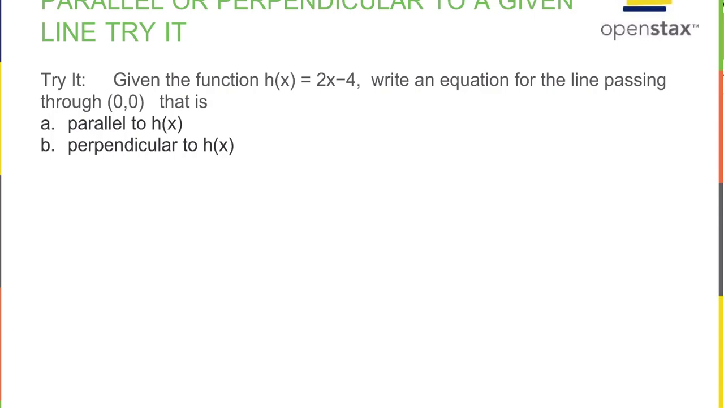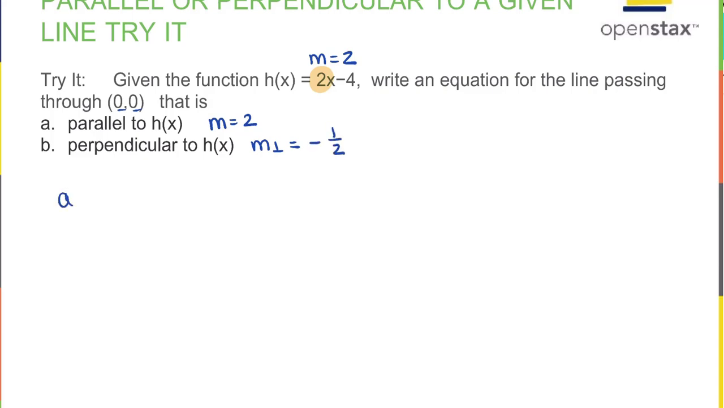Okay, so we're finding equations for the line that passes through (0, 0) that is parallel and perpendicular to h of x equals 2x plus 4. So the slope of 2x plus 4 is 2. So the parallel slope would be 2. The perpendicular slope would be the opposite reciprocal, so negative 1/2.